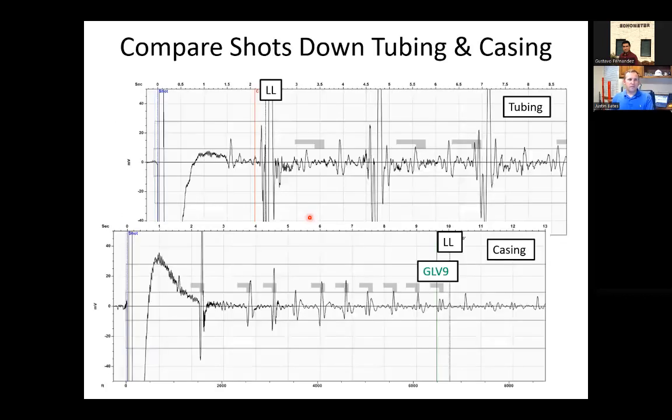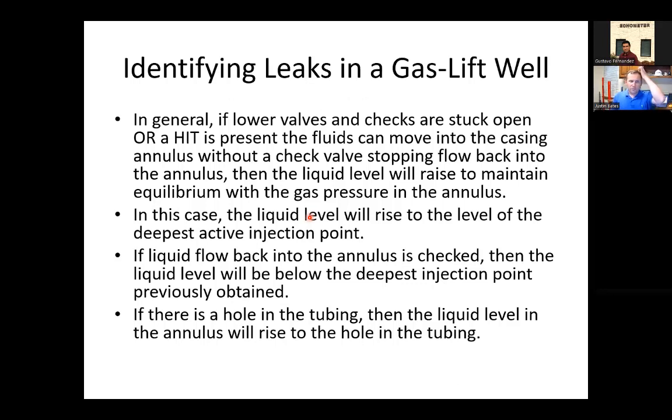Okay. Now, one of the things that we want to talk about is I want to give you a good example of identifying potential holes in tubing in a gaslift well. Now, if a hole of tubing is present, it could be indicated by an upkick or an increase in cross-sectional area. Okay. If we have a packerless well, it's pretty common that you'll see the liquid level actually rise to the depth of the hole.